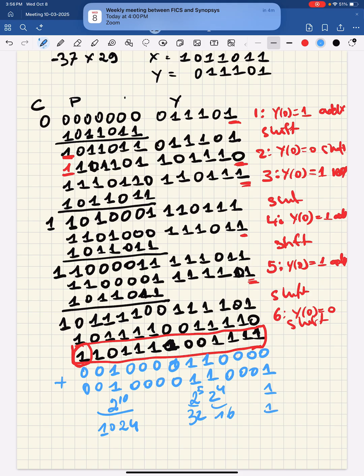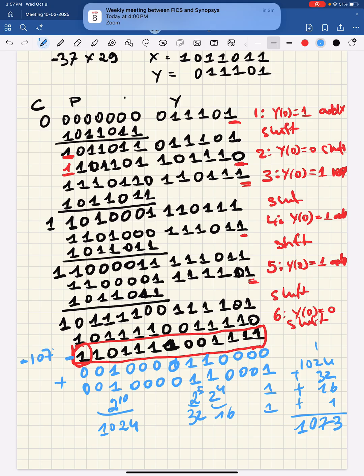So this number is 1024 plus 32 plus 16 plus 1. So 6 plus 4 to 10, that's 3 here, and remaining 1, 3, 3, 7. So the number here is 1073, which means that our final result must be minus 1073.